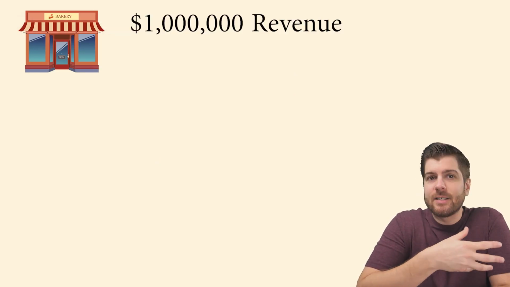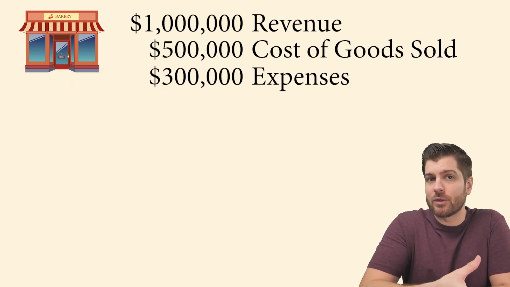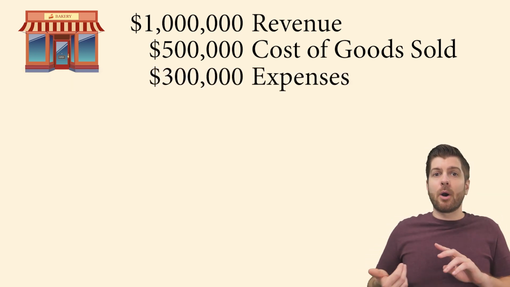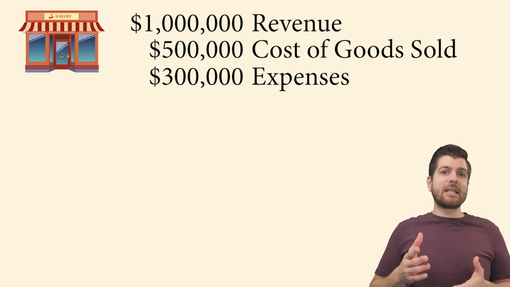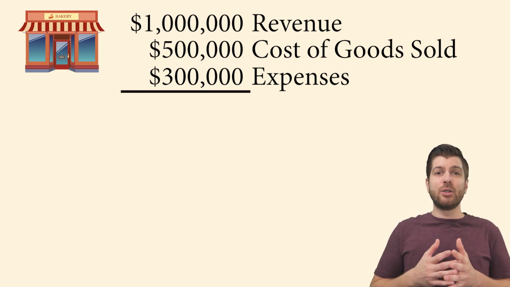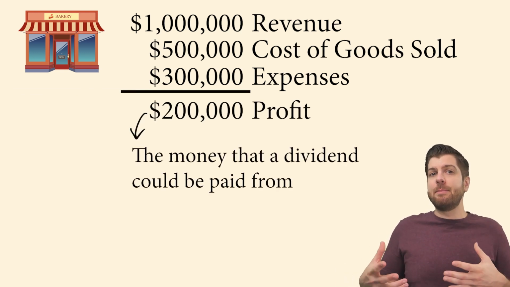So first of all, the goal of any company is to make a profit. And a company is profitable when its total revenues earned are greater than the cost of goods sold and the expenses required to generate those revenues. So if a company earns $1 million of revenue, has cost of goods sold of $500,000, and has total expenses of $300,000, which would include all expenses from marketing costs to rent to employee wages, well then it could be said that this company has earned a profit of $200,000. And this is the money that a dividend could be paid from.